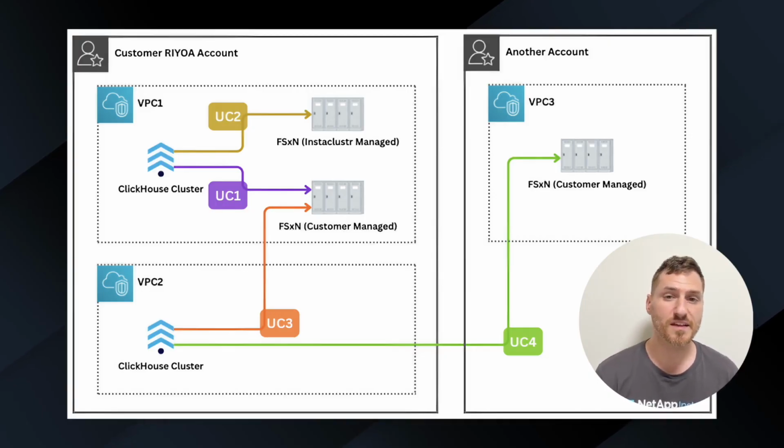Think about the data that you're already sitting on. Historical logs, clickstream data, security archives, IoT telemetry. So instead of loading all of that into your analytics cluster and paying to keep it hot, you leave it on FSx for ONTAP and query it only when a question comes up. The archive stays where it lives. ClickHouse reaches in only when you need it.